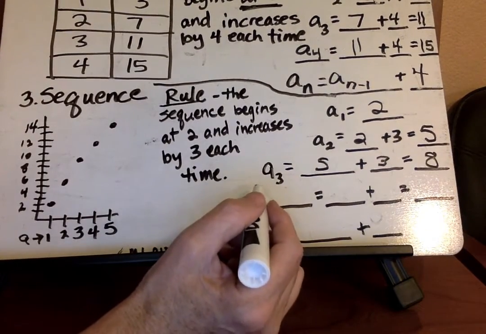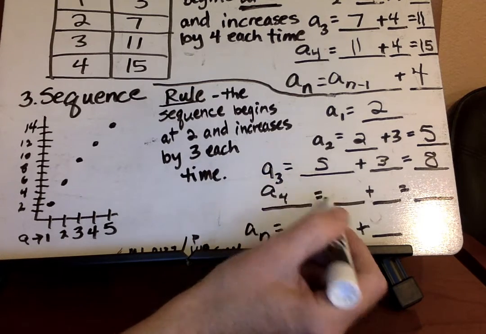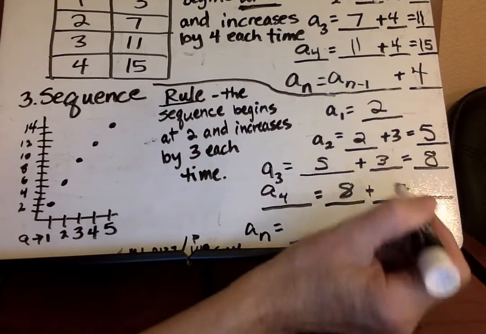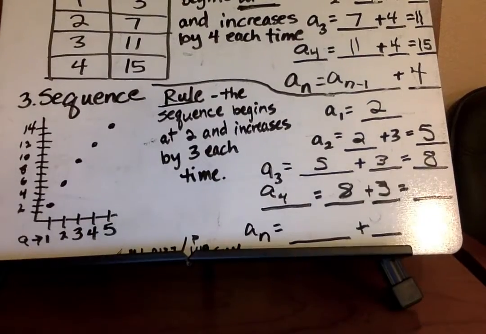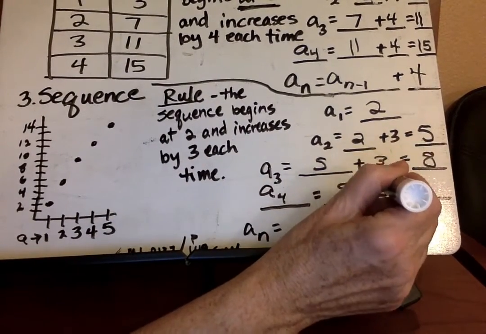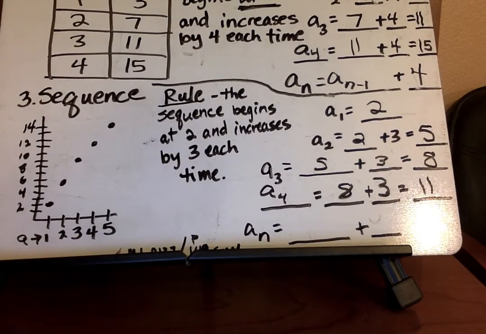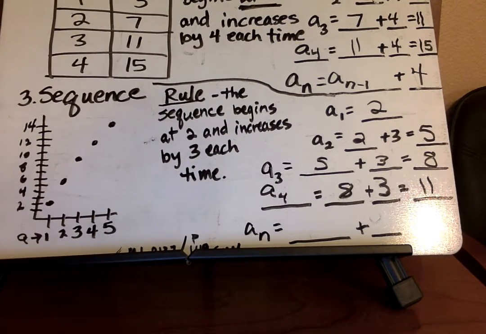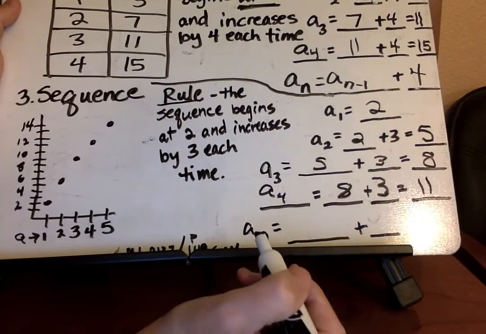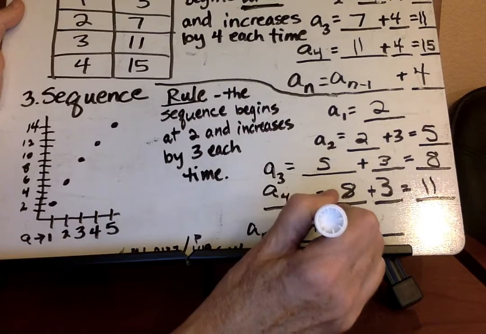And then, what do you think we write here? A4 equals, oh, what was the previous number? 8 plus 3, and they've got an ugly glare there, so know that that's a 3, and that's 11. Okay, so then A to the n, we got to figure out what that's going to be. And again, it's based off of the previous one, so that's going to be A to the n minus 1.